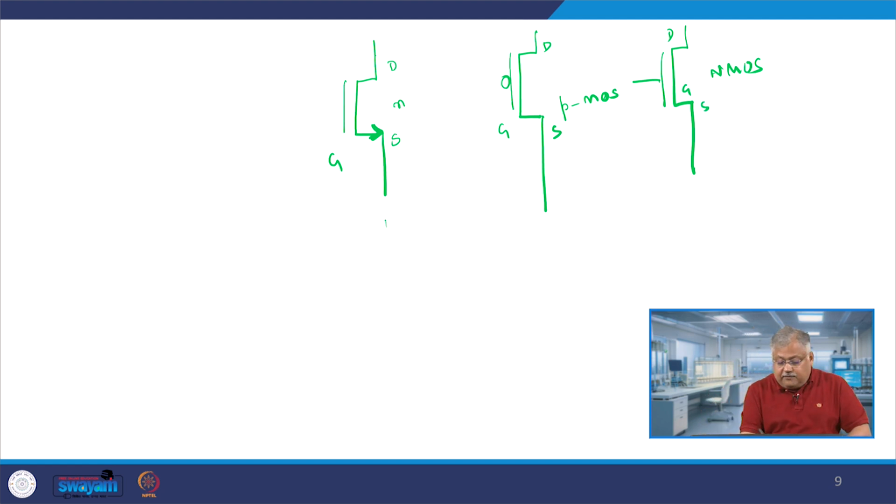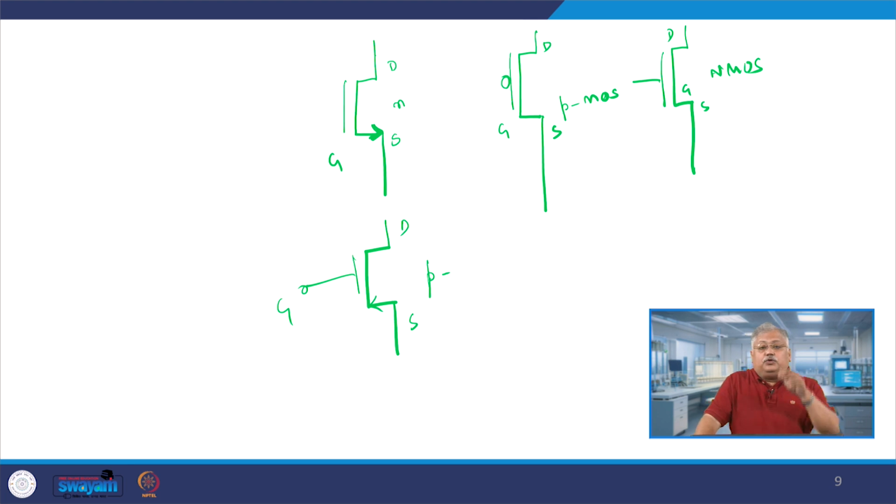And if you have the channel, the source, something like this, gate, drain and source, then we define this to be a P type. Why? The direction of the arrow gives you the direction of the conventional current. In a P type semiconductor, the channel is made up of holes, and when you apply a negative bias on the drain side, the holes are pulled towards the drain, and therefore the conventional current flows from source to drain, and that is the reason the arrowhead is in this manner.